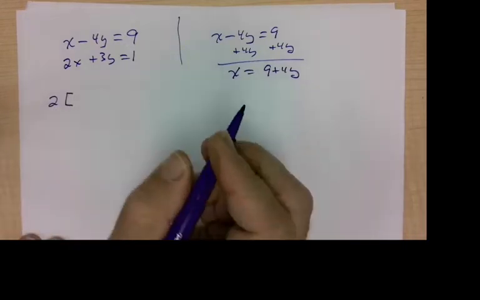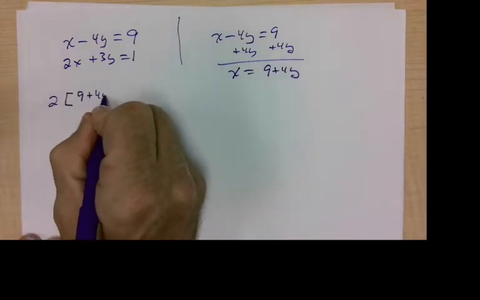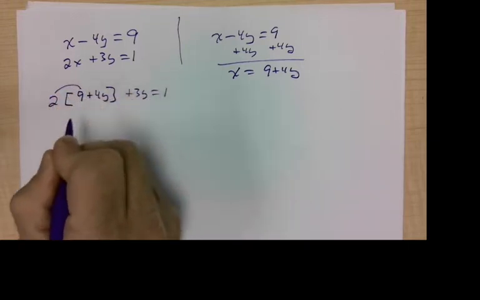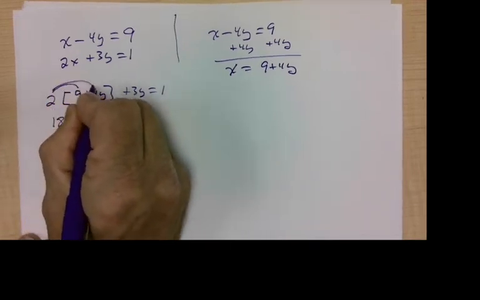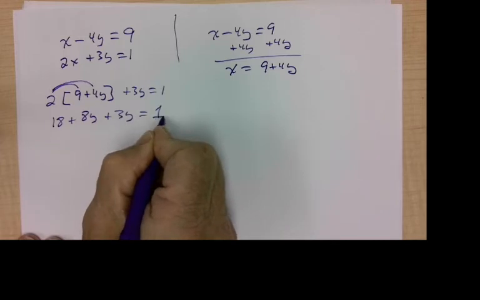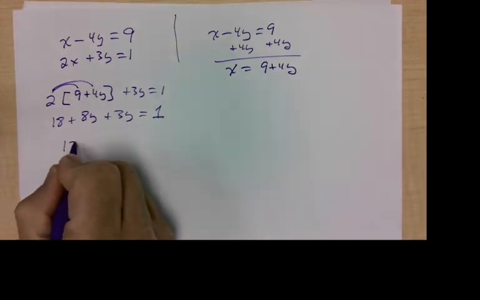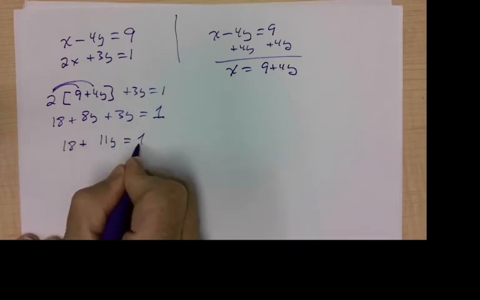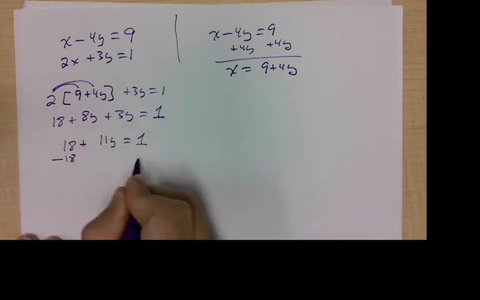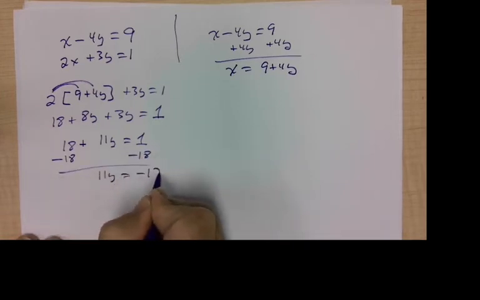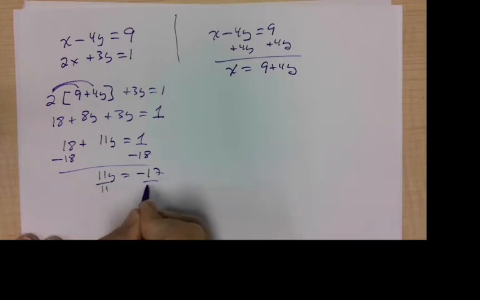So 2 times x will become 2 times 9 plus 4y, plus 3y is 1. 2 times 9 is 18, 2 times 4y is 8y, plus 3y is 1. So I get 18 plus 8y and 3y is 11y equals 1. Subtract 18 from both sides, and I get 11y is negative 17. Divide by 11, and I get y is negative 17/11.